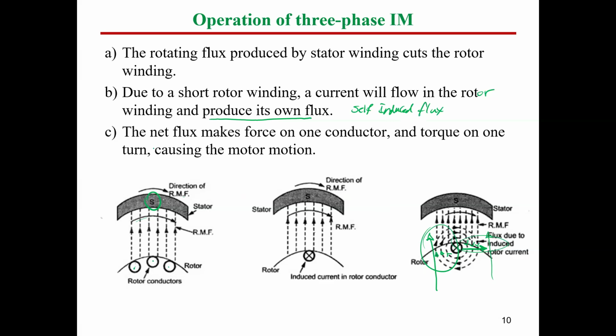Then the net flux from the stator and rotor sides, stator flux and rotor conductor flux, makes a force on one conductor and torque on one turn. So one conductor will see a force, and the complete turn, the two conductors together, will see a torque, causing the motor to move. So this is, guys, the summary for the operation, how the induction motor starts rotating.